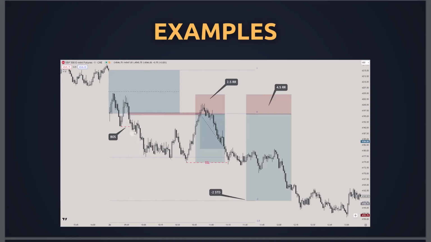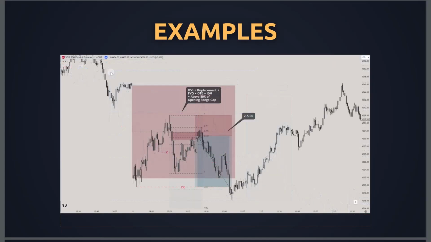We could target those. And you can see the first target, the -1 is right here. This is the -1. -2 is right here. So if you target the -2 standard deviation, target hit here, it would be a 4.5 reward to risk. So you could use the standard deviation to measure your targets and to get a higher take profit.